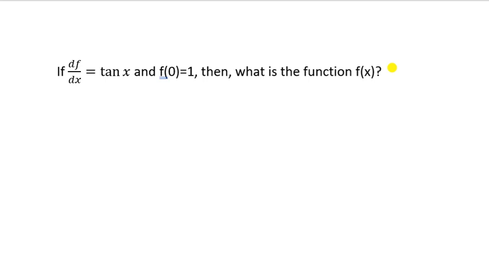Okay, so basically what we need to do here is to take the integral of this function we have here, df over dx, or the derivative of f. By taking the integral, we are finding a family of functions that can comply with the given condition. This condition will help us find what the real or the actual function is. So let's start by finding the integral.